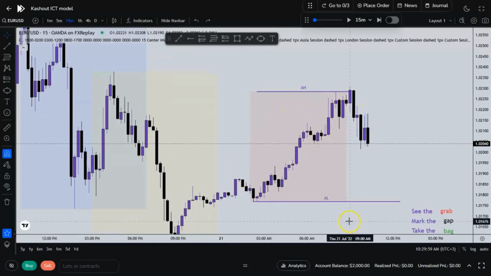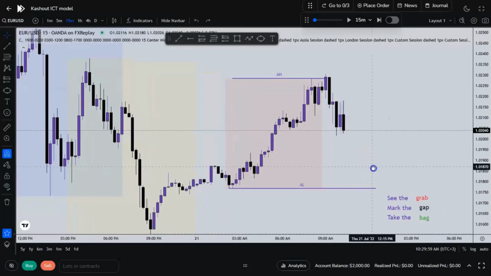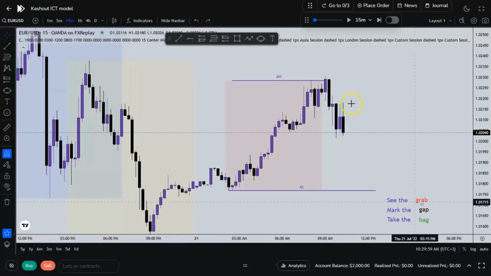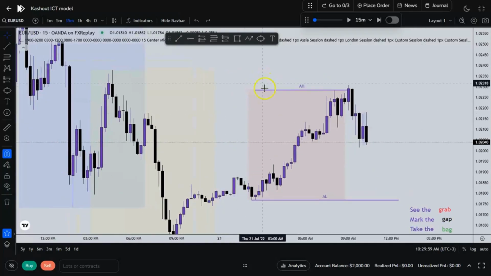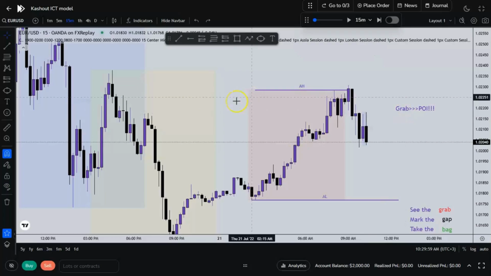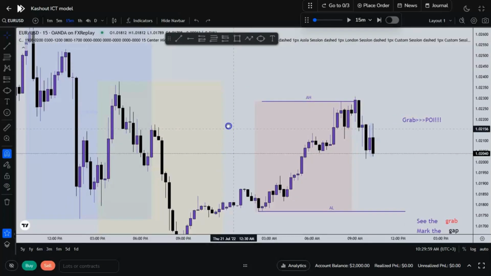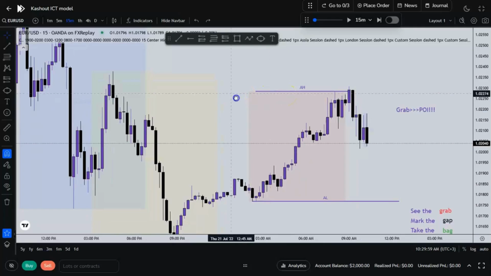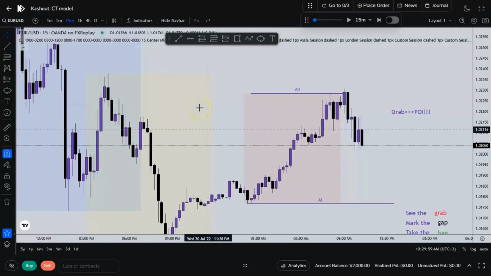Now it's quite simple actually. We'll just wait for a sweep on Asian high or Asian low, but this is where most traders get it wrong. We need to spot the grab, but this grab has to be inside a point of interest. Yeah, this is very crucial for your profitability, because not all the time it's going to reverse, but if it's in a point of interest, then we can be sure it's going to reverse.